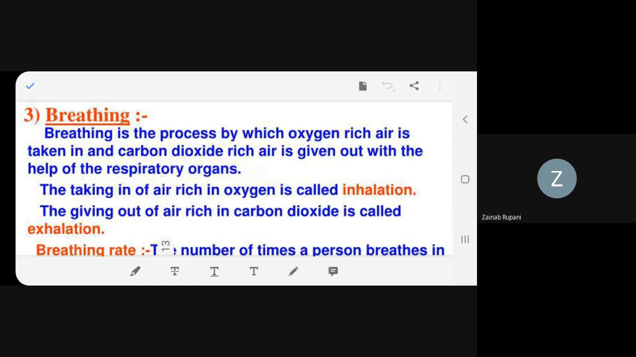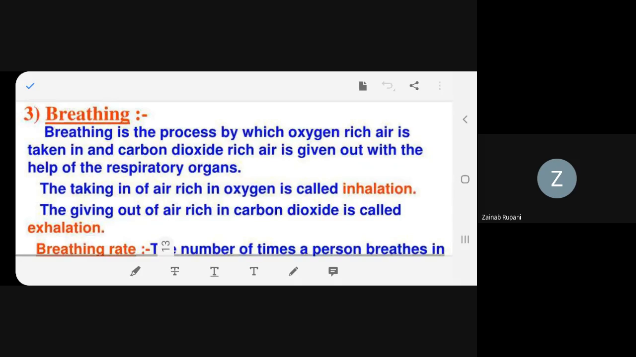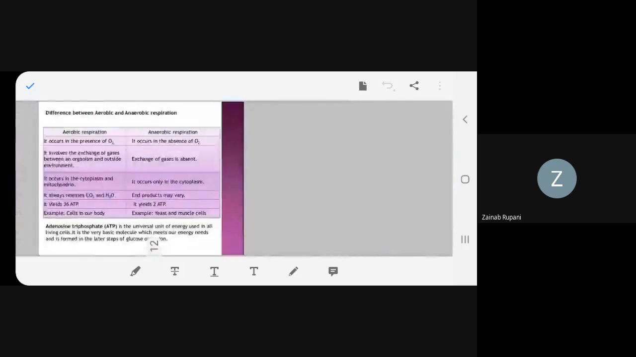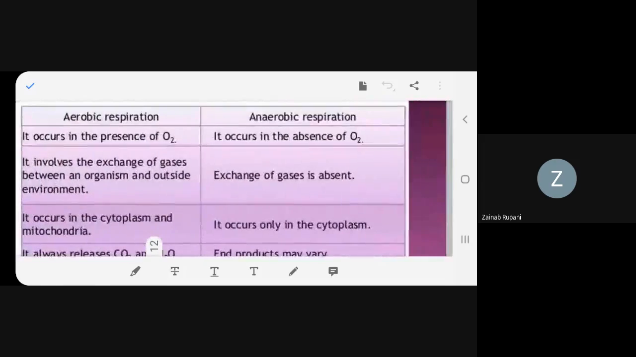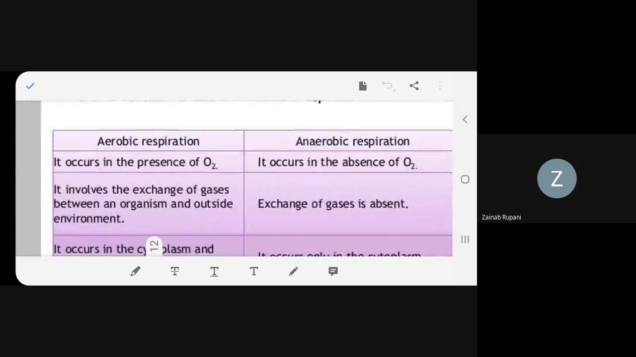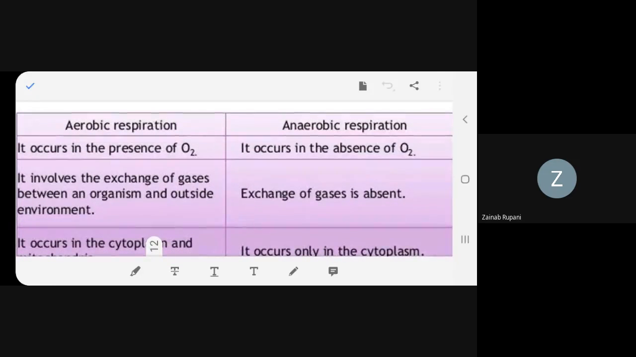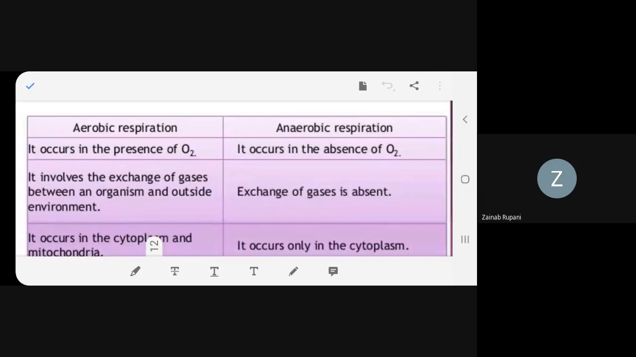Can you differentiate between aerobic and anaerobic respiration? Yes or no? First you tell me that. Can you do that? Tell me, can you do that? What is aerobic respiration? In the presence of oxygen. That's the first thing. Anaerobic is in the absence of oxygen.